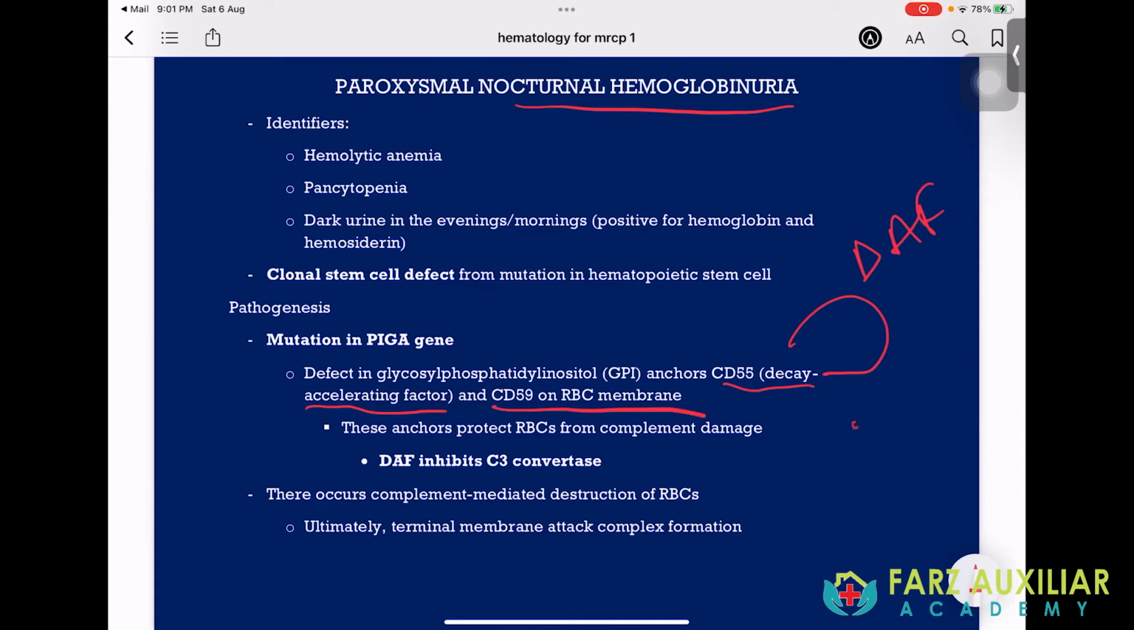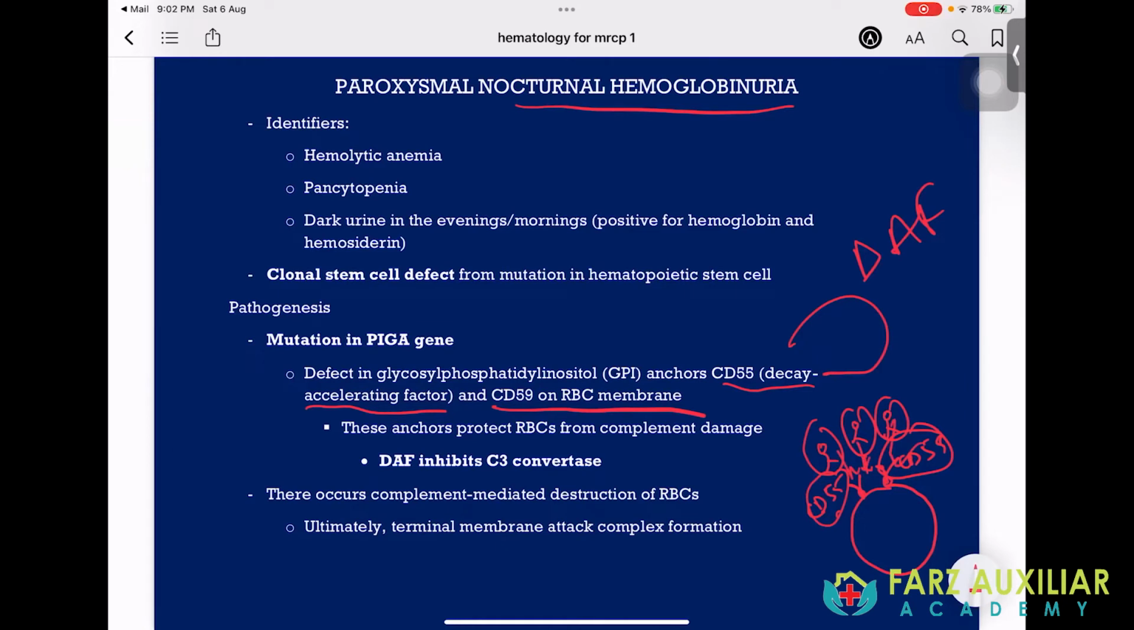So let us say there are complements roaming about to kill the RBC, but the RBC is protected by these CD55 and CD59. They do not allow the complement to attack the RBC and destroy it. So let us say a mutation has happened which leads to absence of CD55 and CD59 on the RBC. So the RBC becomes prone to being attacked by the complement pathway and killed.